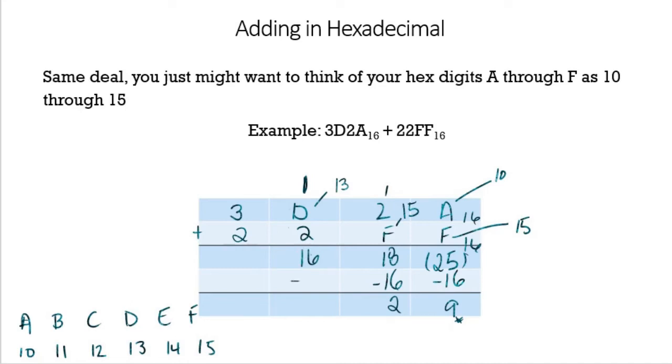So as soon as we hit 16, we're going to carry the 1 over into the next column. But 16 minus 16 is 0. When we've carried all 16 over to the next column and indicated that as a 1, we don't have anything left behind. And lastly, 1 plus 3 plus 2 is 6. So our answer in hex is 6029.